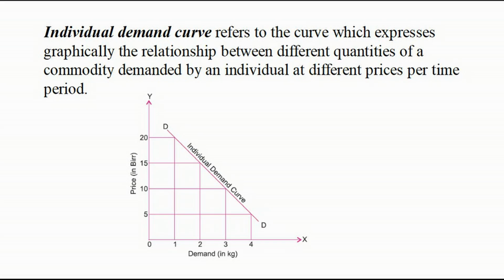You can see from the graph clearly. On the vertical axis we represent the price, and on the horizontal axis we represent the quantity of commodities demanded by the household. At a price of 20, the household demands only a single unit of the commodity. Whenever the price decreases, the quantity demanded by the household increases. At 15 it demands 2 units of the commodity, and at 10 it increases to 3 and then 4.